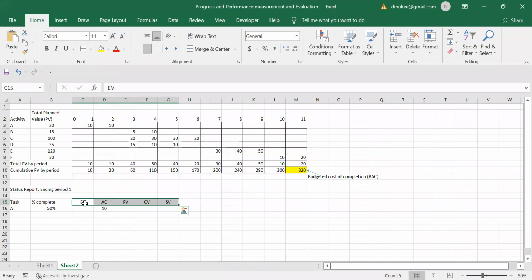So earned value means, from the total planned value, can you see that for the activity A, the total planned value they have given? So the total planned value for the activity A is 20. From that 20, that is the total planned value for the activity A or task A, you have to take the percentage that is completed for the activity A. That is 50%, right? So the earned value can be calculated by getting what is the equation now?